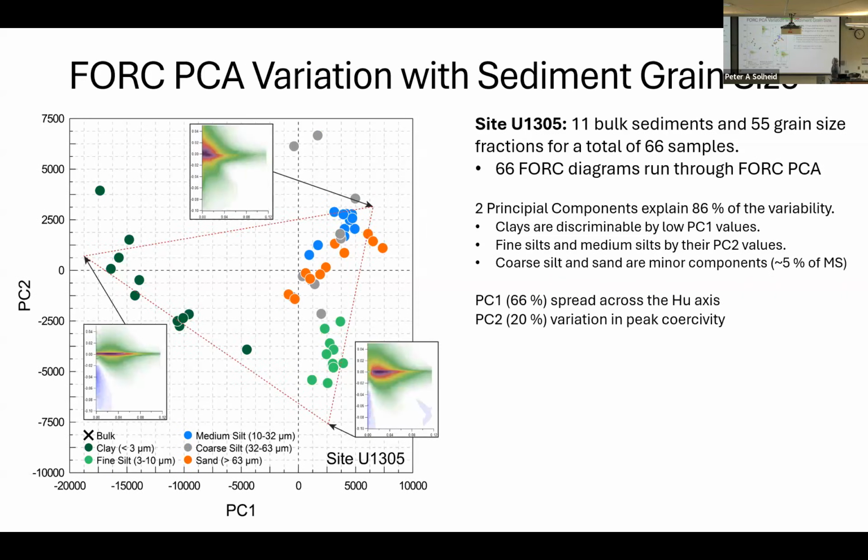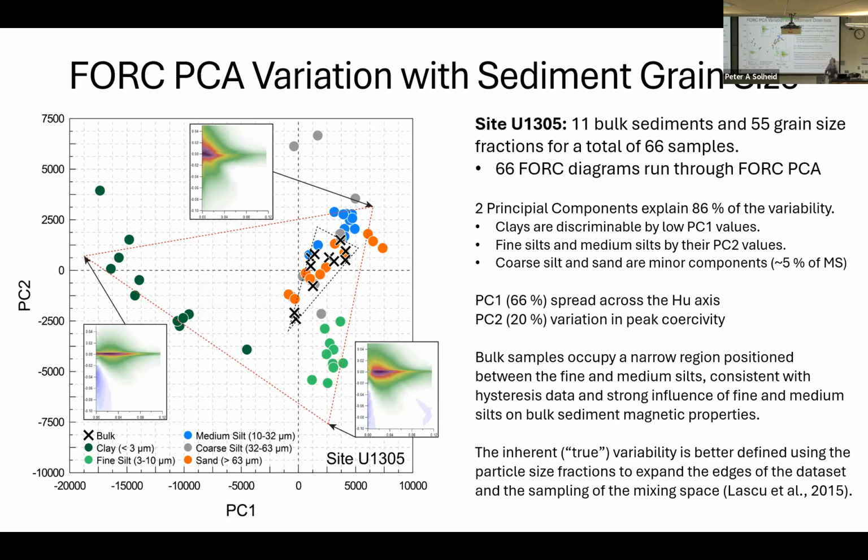And then we can look at what the mixing space looks like. These look very much like the original diagrams, telling us that what we're seeing is a spread across the y-axis in PC1 space, and then movement in coercivity back along the coercivity axis in PC2. So you plot the bulk samples on there, they occupy this really narrow region, between the fine and medium silts. So if you just measure the magnetic properties of the bulk sediment, again, you're looking at that average change rather than the full variability.